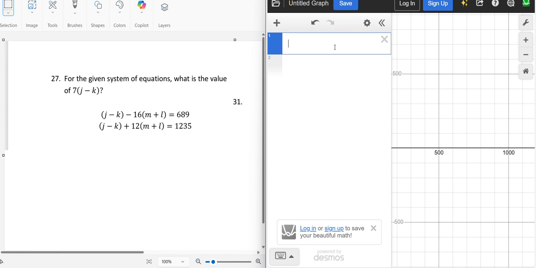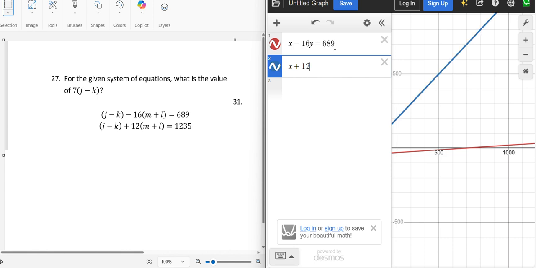Okay, so we have considered j minus k as x, so I'll write x minus 16y equals 689, and then j minus k means x plus 12y equals 1235. And now we are asked what is the value of 7(j minus k), which means 7x.